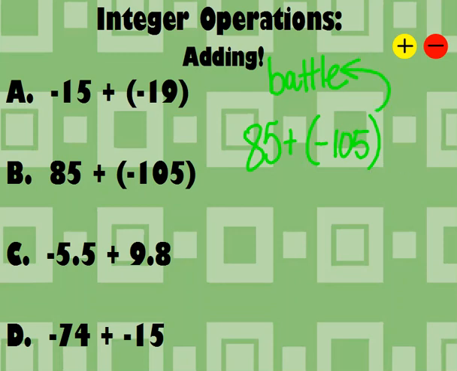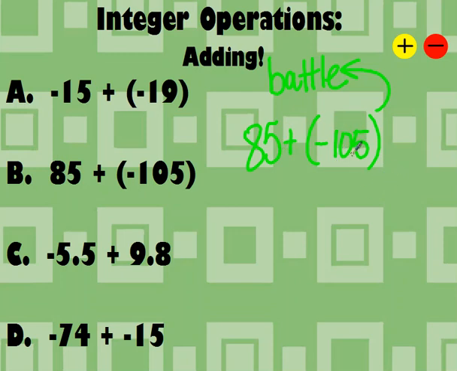And if we're battling, that means there are some zero pairs here. We have 85 positive chips and 105 negative chips, and there are some things that are going to be canceling each other out. To figure out how many get canceled out, we need to do a tiny bit of subtraction. Again, this is an addition problem, but to solve it, we need to subtract their absolute values.